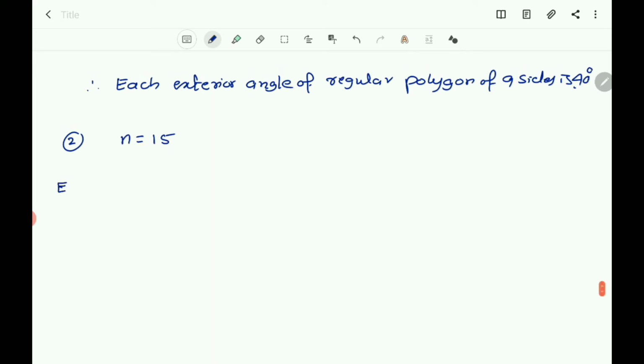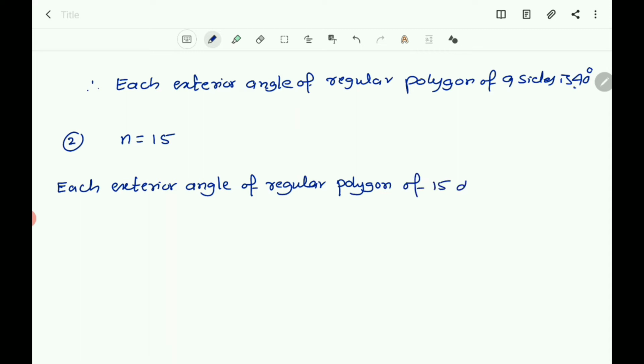Again here you write each exterior angle of regular polygon of 15 sides, you write that formula, that is 360 by n. Here n equals 15, means that equals 360 degree by 15. Then you divide here, 15 twos are 30, 60 is remaining, 60, 24 it is. So you got 24 degree.